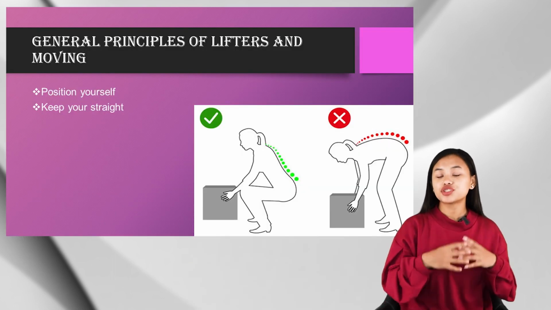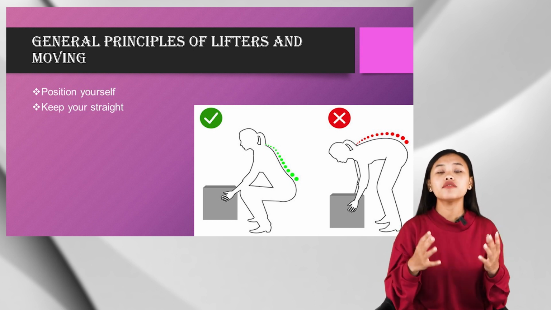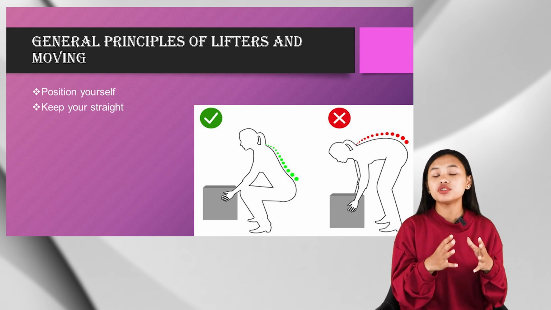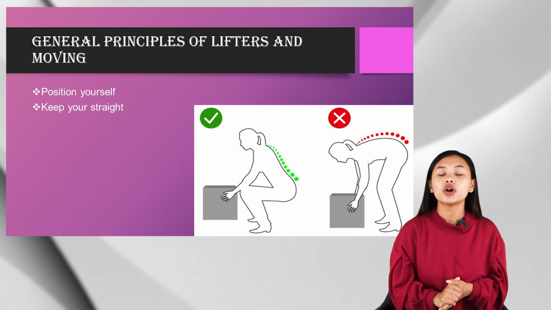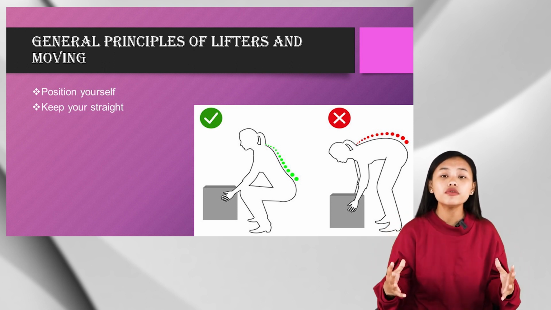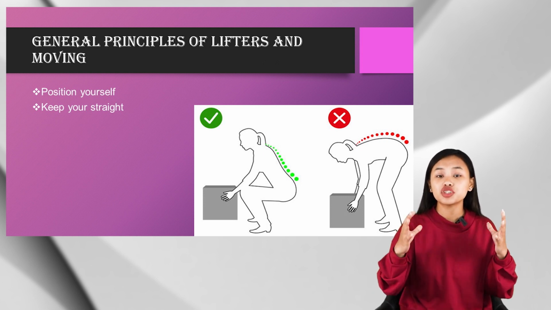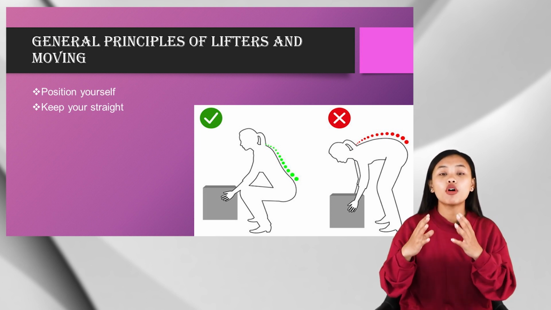And the next one is the general principles for lifting and moving. Whenever you are lifting any object or moving any object from one place to the other, the first principle that you must follow is you must position yourself. Before you move or before you even lift any object, you should position yourself in such a manner that you will be able to maintain a proper body balance.